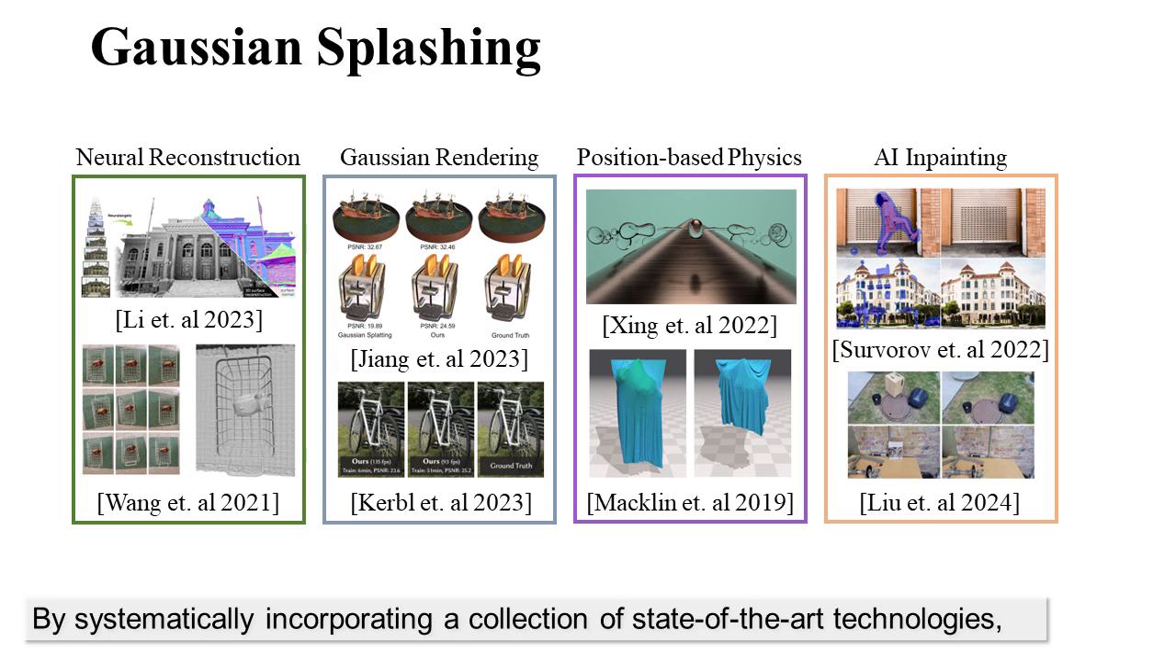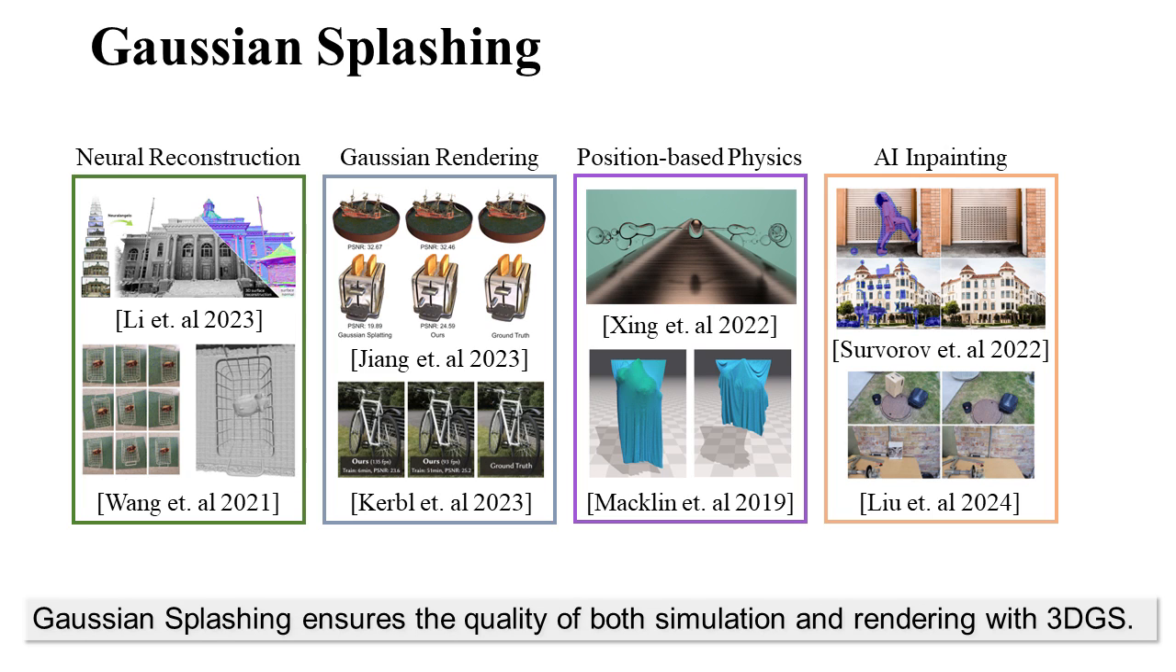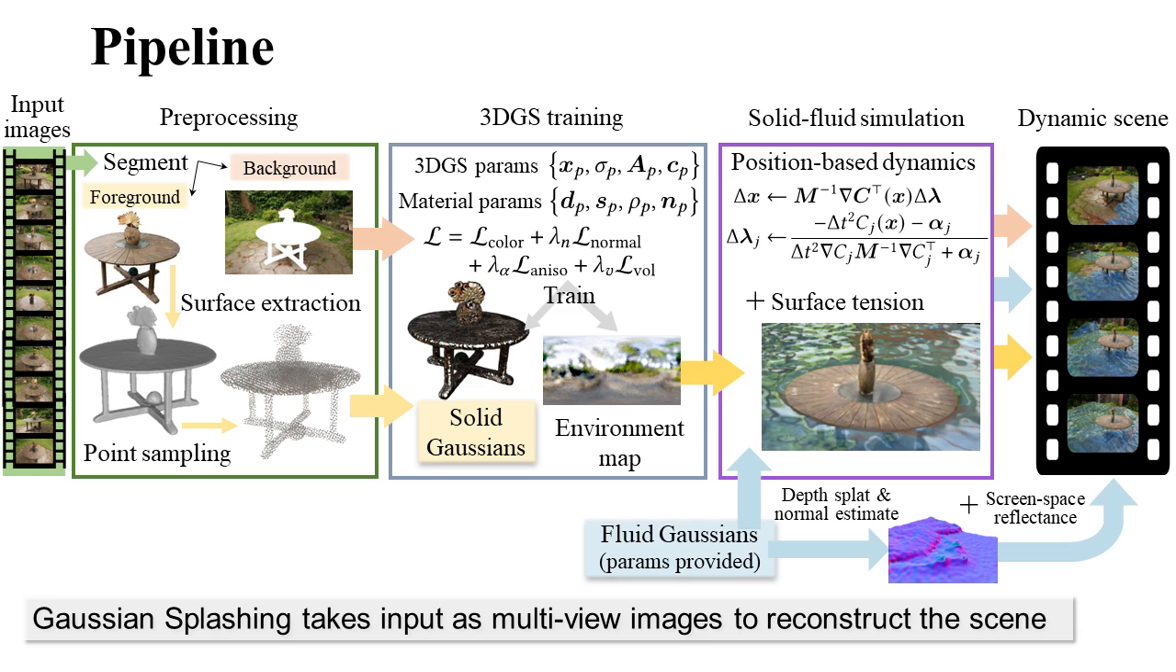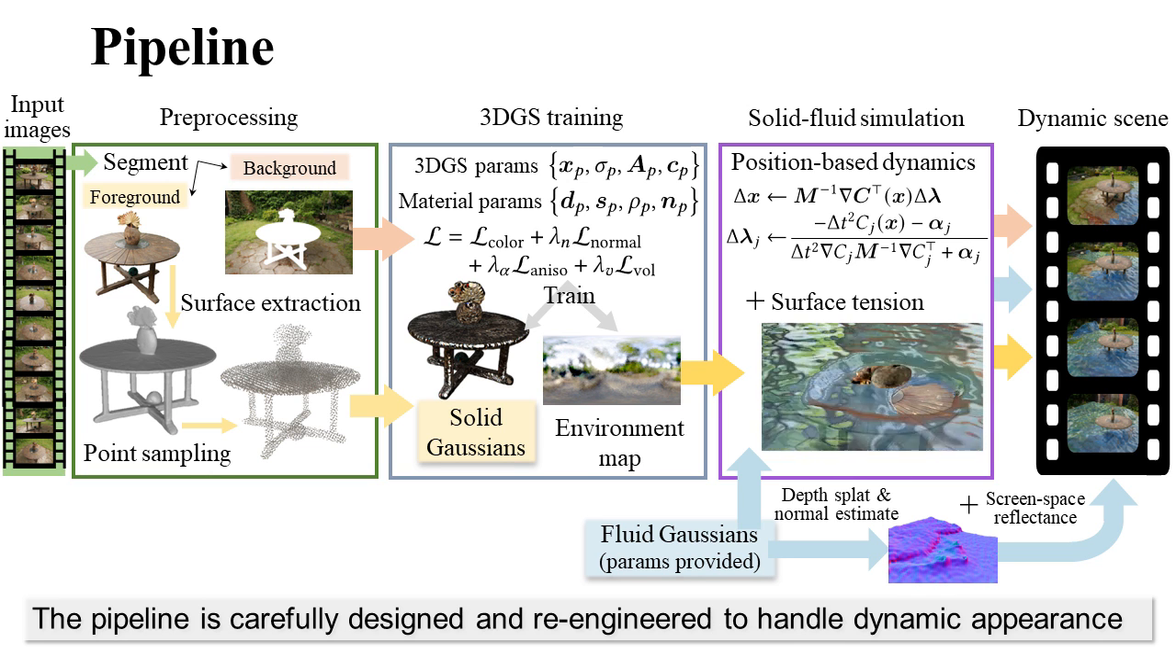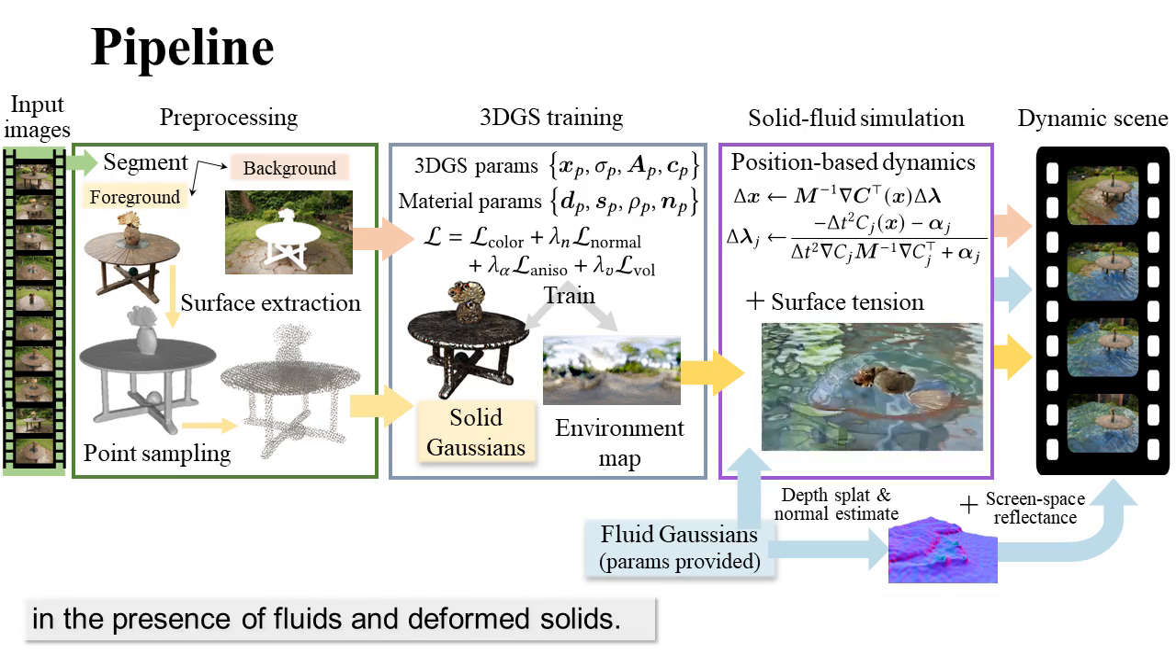By systematically incorporating a collection of state-of-the-art technologies, Gaussian splashing ensures the quality of both simulation and rendering with 3DGS. Gaussian splashing takes multi-view images as input to reconstruct the scene and further animate the scene with position-based dynamics. The pipeline is carefully designed and re-engineered to handle dynamic appearance in the presence of fluids and deformed solids.